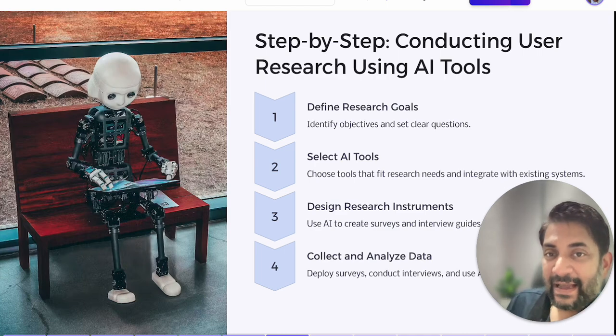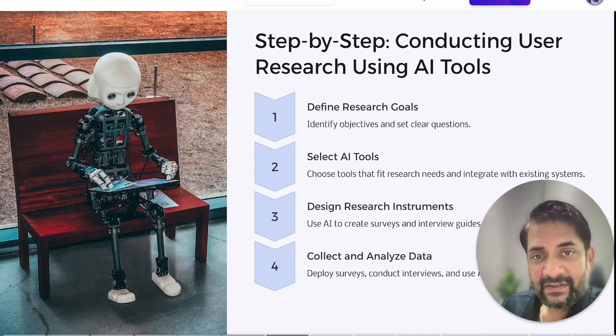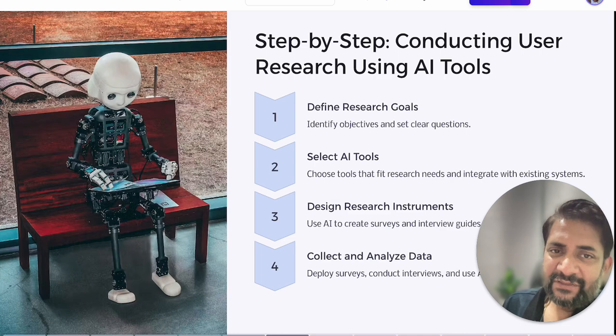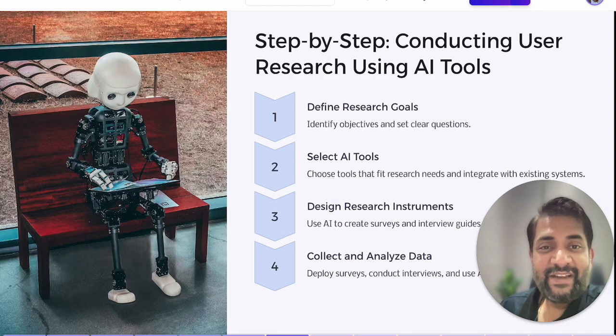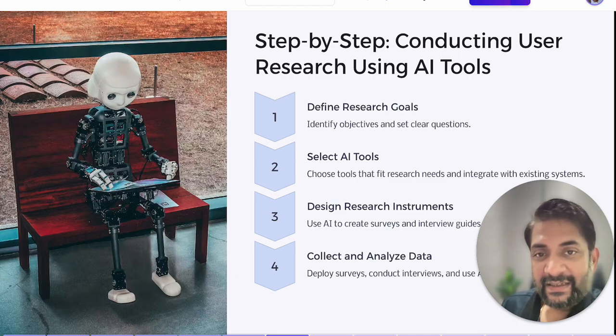Step 2 is you select appropriate AI tools. AI tools that best fit your research needs, like ChatGPT for survey creation, SurveyMonkey for survey collection, and UserTesting AI for feedback analysis. And then you ensure the integration. Make sure the tools can integrate with your system for seamless data flow.